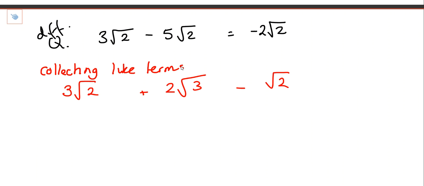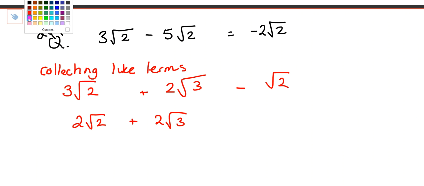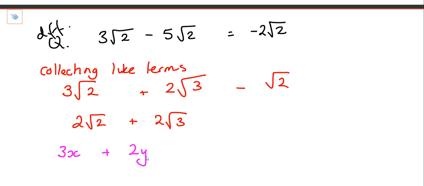Same with the algebra, isn't it? So it would be 2 root 2s plus 2 root 3s. Does that make sense? In the same way, just to give you an option, if it was 3 x's plus 2 y's minus an x. It's a way of thinking about it, if you like.